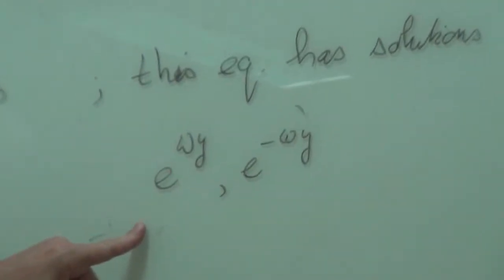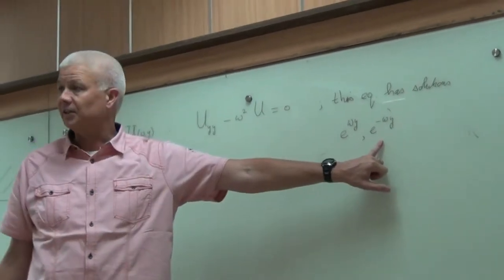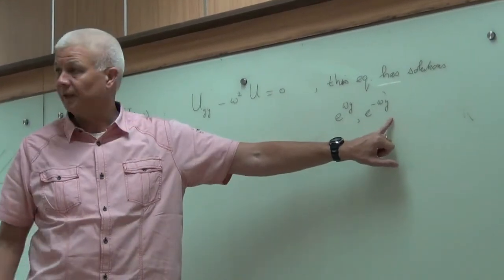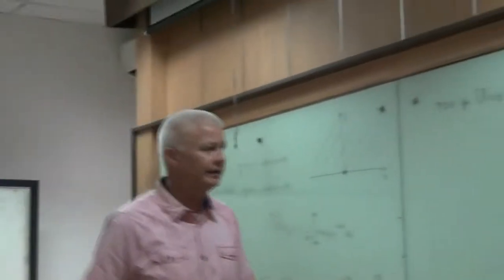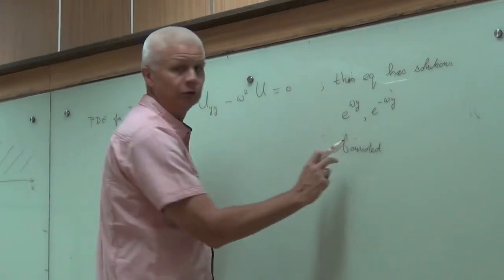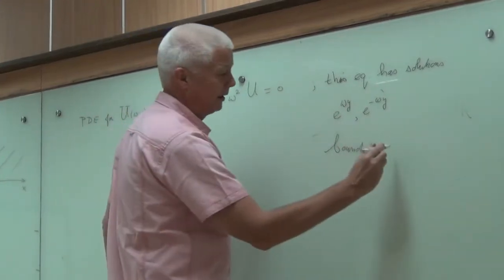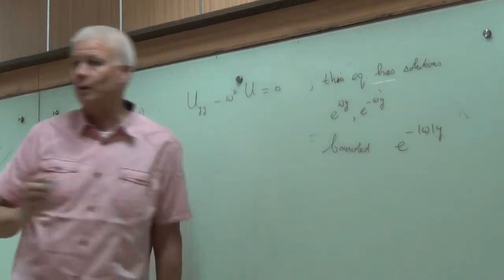So that means that if omega is positive and y is positive, then this will blow up as omega and y start to increase. Similarly here, if omega is negative and y is positive, then it also can blow up. So out of these solutions, we should only take the bounded solutions. And how can we find it? Then we should take only the parts that are bounded, which leads to e to the power minus the absolute value of omega times y. Then I for sure have bounded solutions.